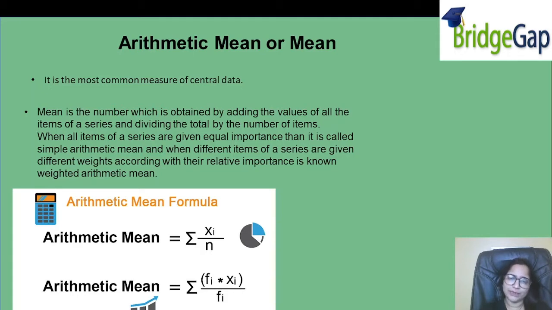So the formula for the arithmetic mean is sigma x upon n. Sigma x defines the total, adding all the values which are there in the series, dividing them by the number of items there in the series.